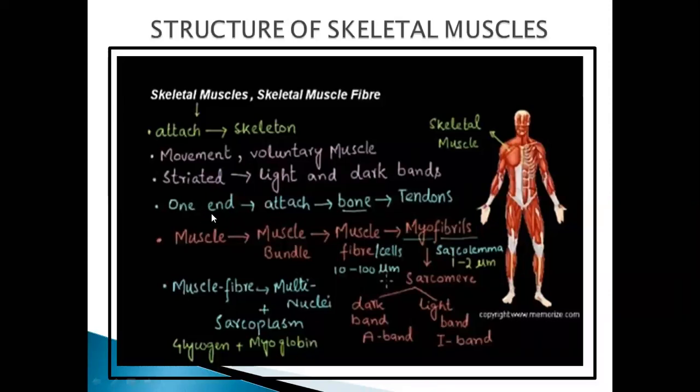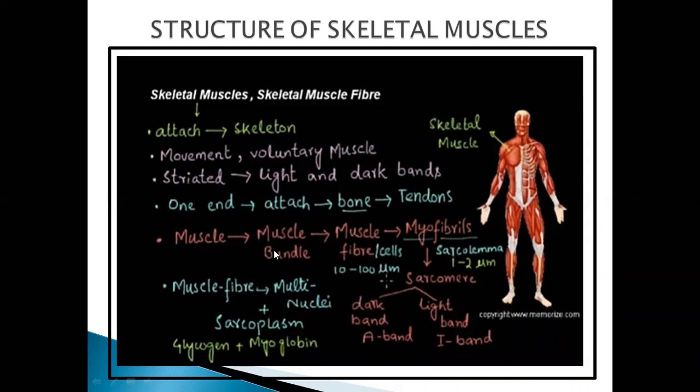Next thing, one end is attached with the bones by tendons. You know that tendons attach bone with the muscles. So here you can see all the muscles are attached with the bones. It is with the help of these tendons, which are inelastic.